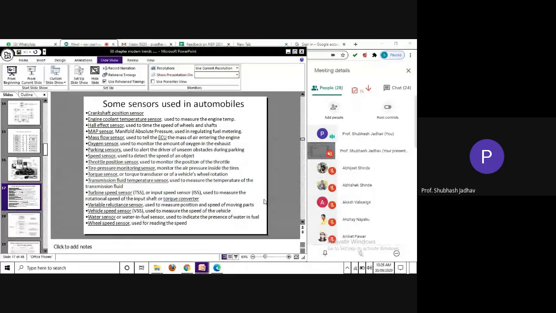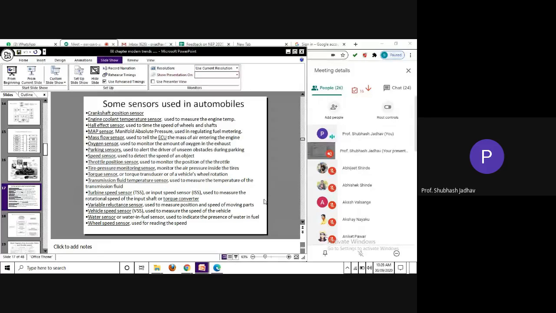As I said, there are so many sensors, hundreds and hundreds of sensors in the vehicle nowadays. For every system there will be so many sensors, and there are hundreds of ECUs, and for every ECU there are so many sensors. So you can think of the number of sensors in a modern vehicle. Nowadays, a vehicle has become more electronic than mechanical.